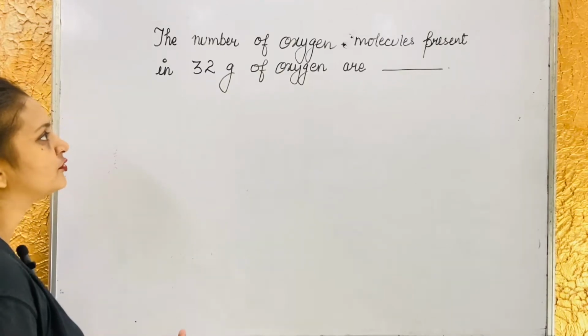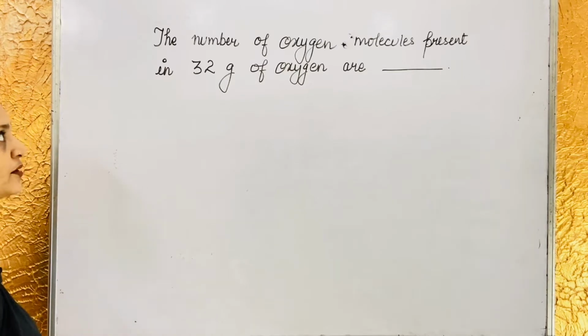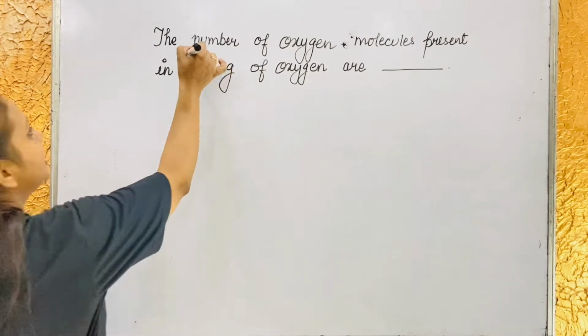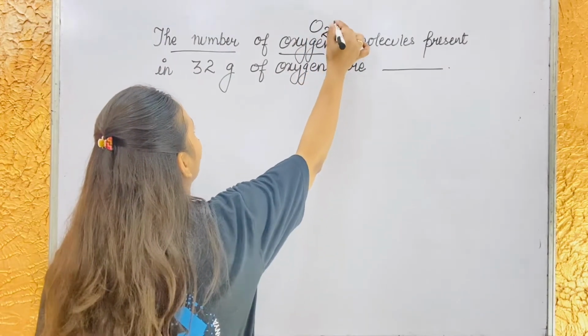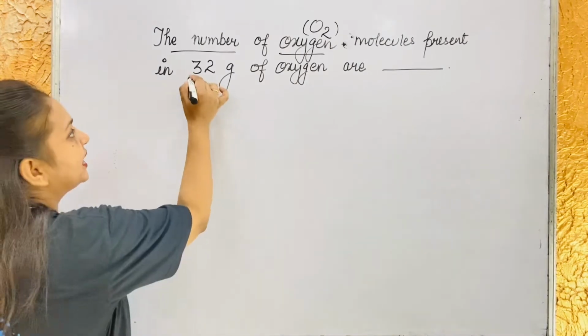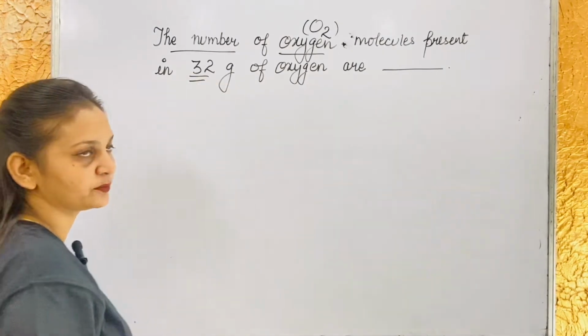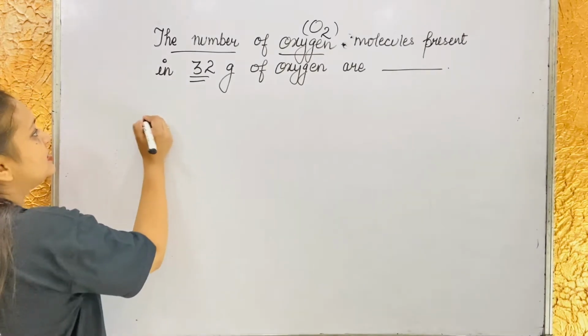The number of oxygen molecules present in 32 grams of oxygen are. Here also we need to tell the number of oxygen molecules. Oxygen molecule means we are talking about O2. O2 molecules present in 32 grams of oxygen. At first we will write all the things that are given to us.